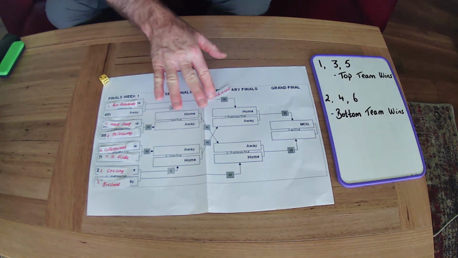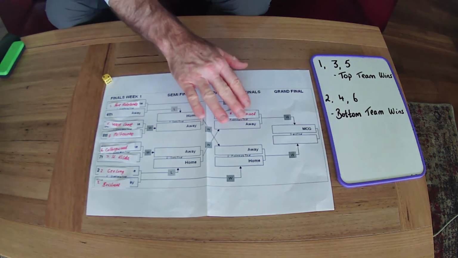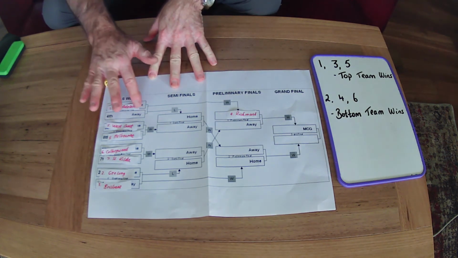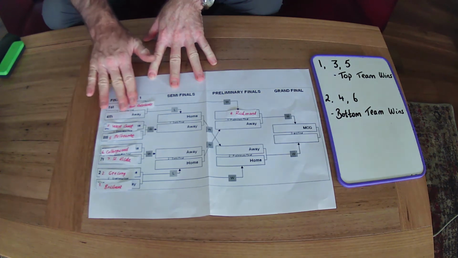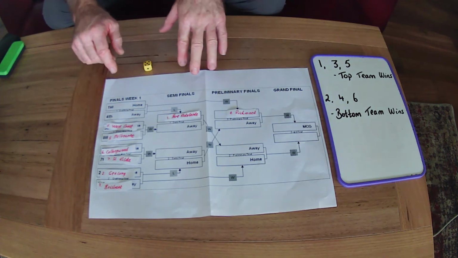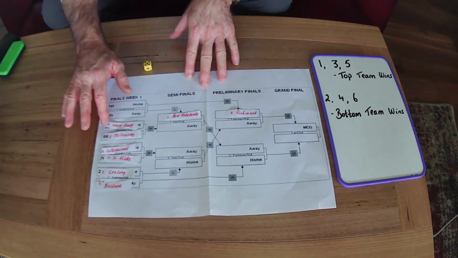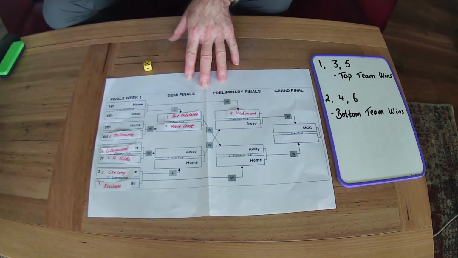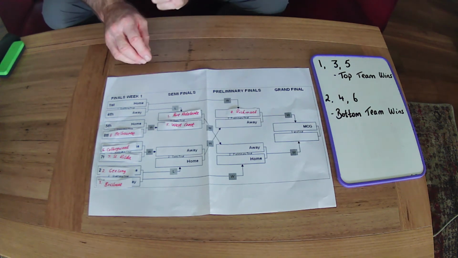They bypass the second week of the finals and go straight through to the prelim. Port Adelaide, they lost, so they go to the elimination finals next week. This game here, 5. So it's the top team wins. West Coast, they win, straight through. Melbourne, see you next year.